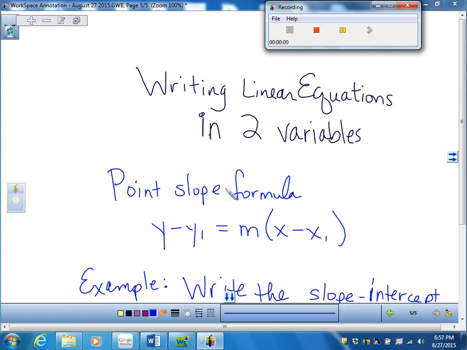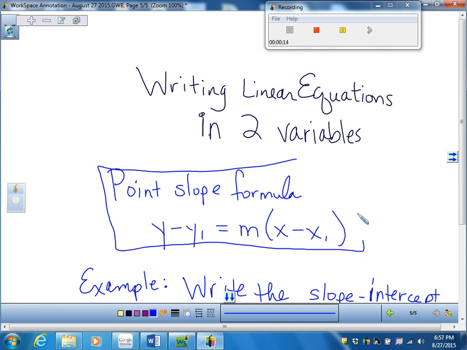Okay, the next section is writing linear equations in two variables, and we're going to do that using what's called the point-slope formula. The point-slope formula says that you're going to take y and take away some value y1, and that's equal to m, the slope, times x, take away some value of x1.